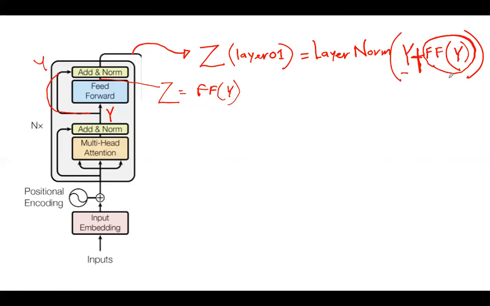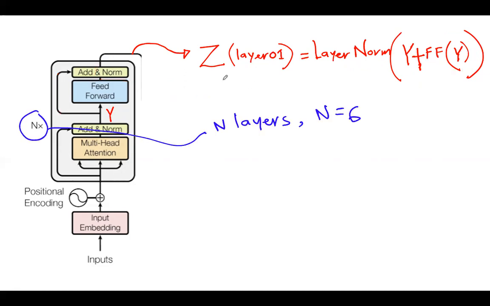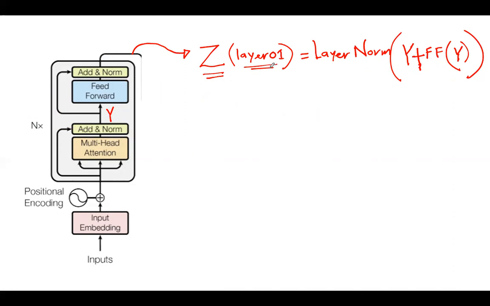So you just add them up, simple adding, and then you have to do layer-wise normalization, because every time you add, the scale goes up. You have to keep the scale back to normal. That's why you have to normalize. So finally, what you get is the Z feature space of layer 01. Right? So this is layer 01.